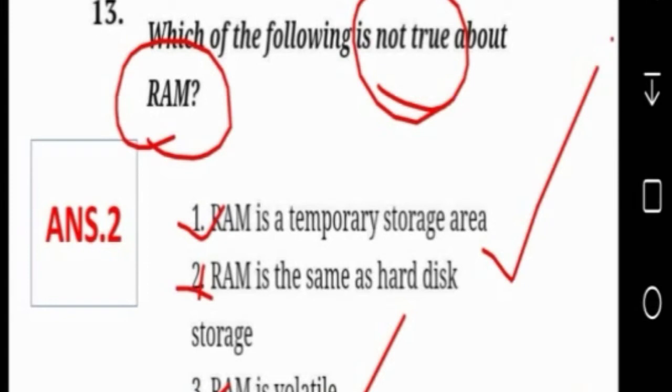Why? We already said memory can be divided into primary and secondary memory. RAM is the primary memory, and hard disk is the secondary memory. So saying RAM is the same as hard disk storage is wrong, because RAM is different from hard disk storage: RAM is a primary memory, hard disk is a secondary memory. So here option 2 is the right answer. RAM is the same as hard disk storage is not true about RAM.